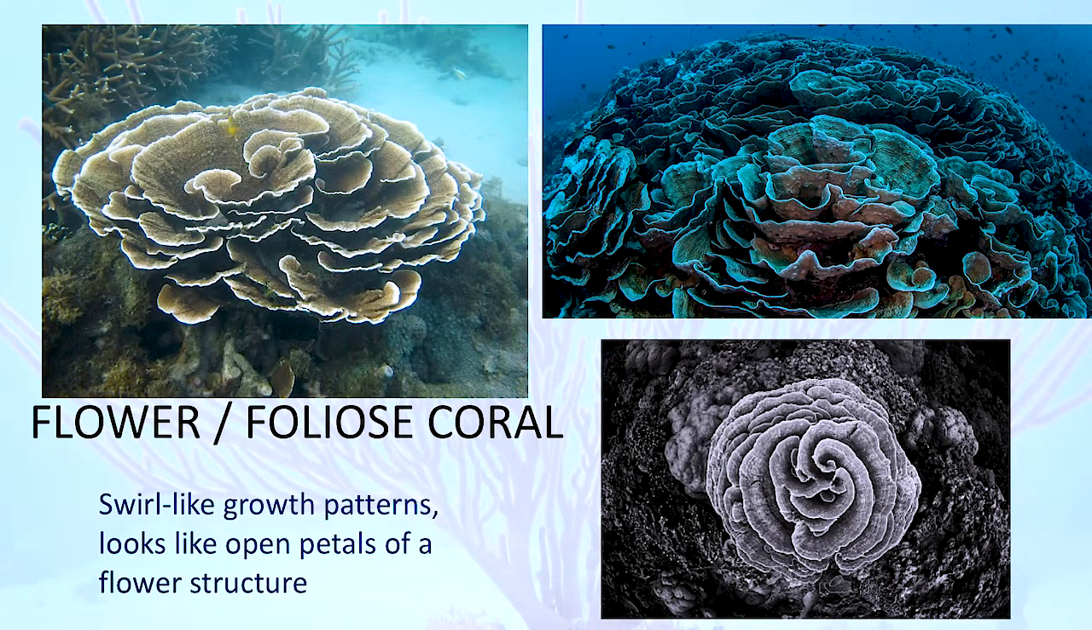So these are called flower corals or foliose corals. They create these beautiful sort of swirl-like patterns, and these corals are very important to the reef because they supply lots of micro niches for inhabitants of the reef. So denizens, which I talked to you about before, nudibranchs, fish, eels, things like that.